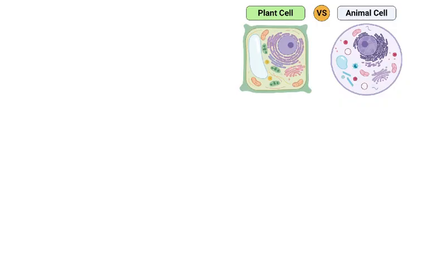The next topic is the differences between plant and animal cells. As we all know, there are some very clear differences. Number one, the cell wall is present only in plant cells. Of course, the cell membrane is present in both of them. So, cell membrane in both.